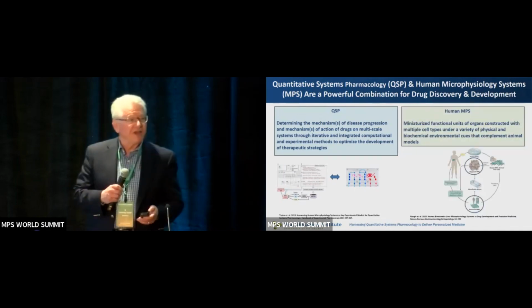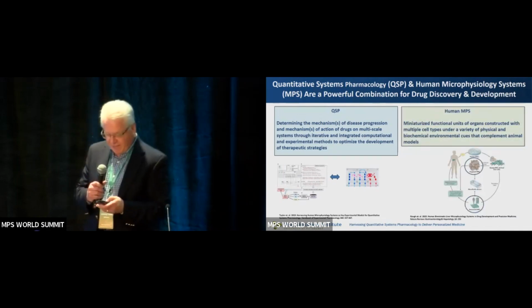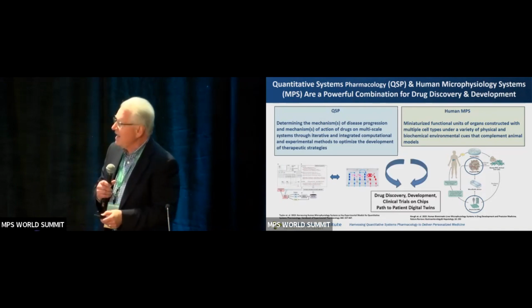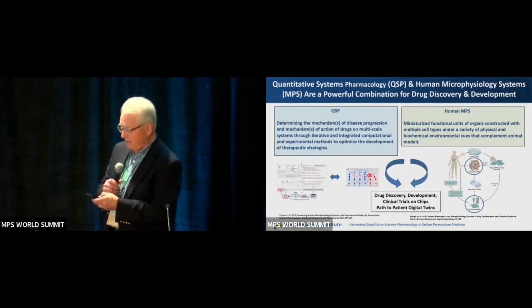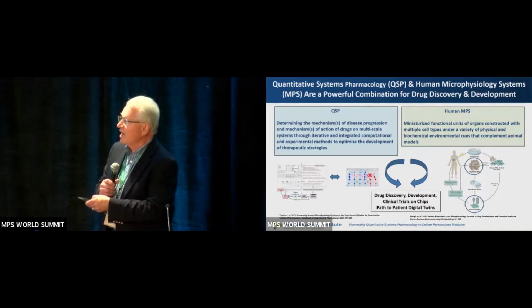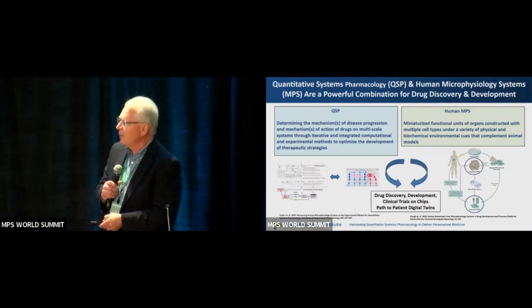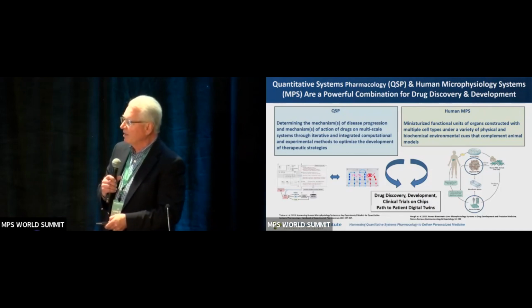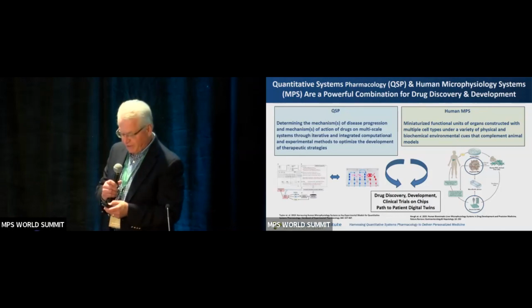Well, I don't have to tell this crowd about human MPS, but the key is that if you combine human MPS for any disease, we're particularly interested in the liver, with QSP, it is a powerful approach for drug discovery development, clinical trials on chips, and the path to patient digital twins.